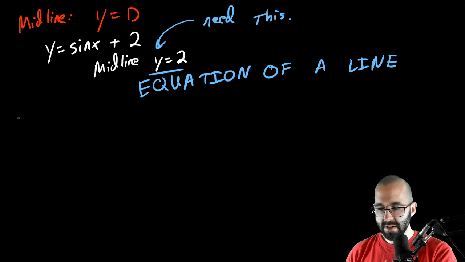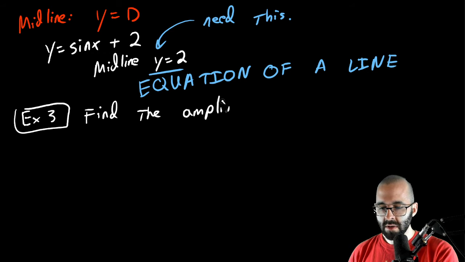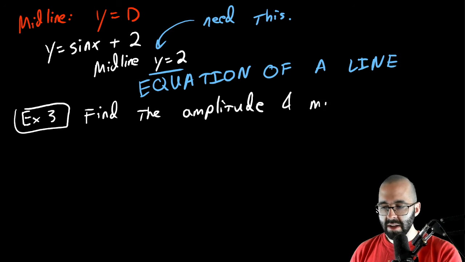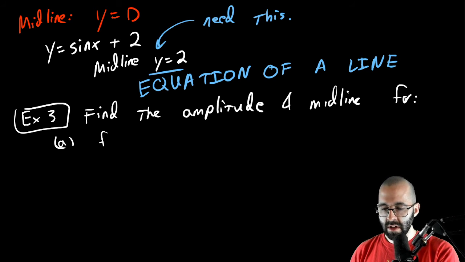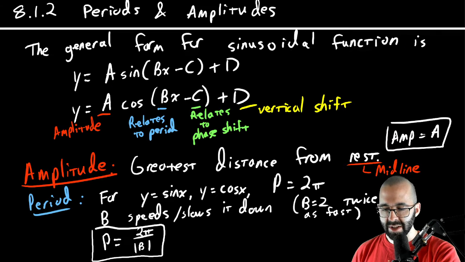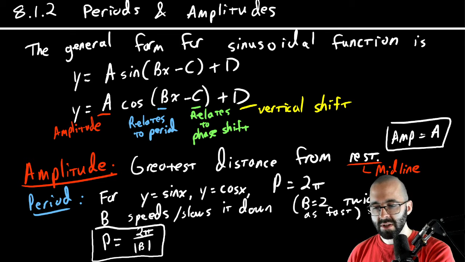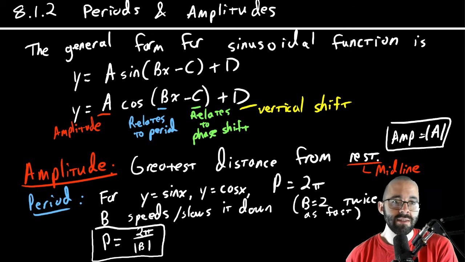Let's do example 3. Find the amplitude, which was a, remember, and the midline for the following. F of x equals -4 sine of x. All right, I just realized that the amplitude is not exactly a. Amplitude is the absolute value of a. Because amplitude is distance, it can't be negative. A very small thing, but it's worth fixing.